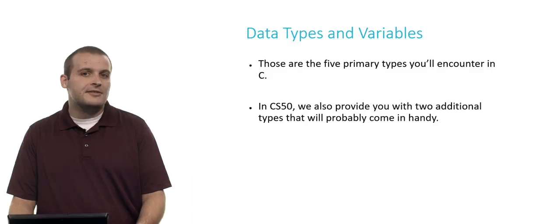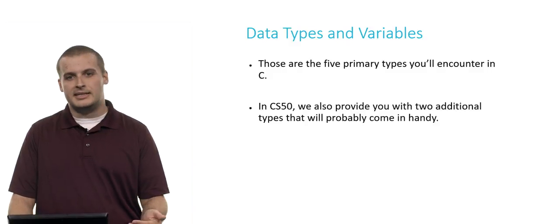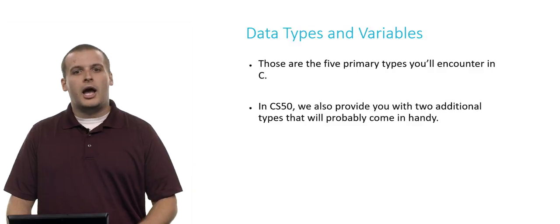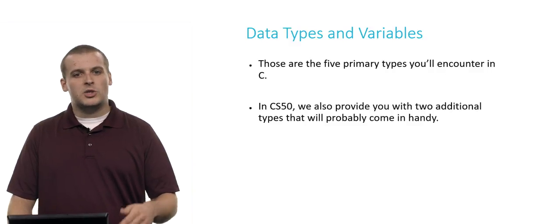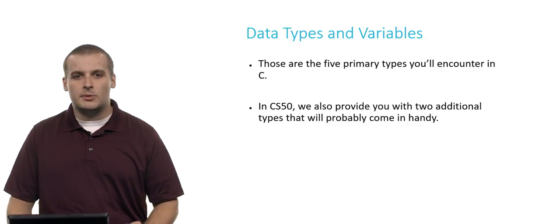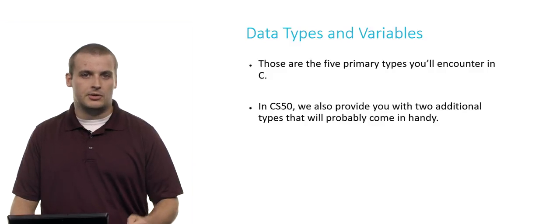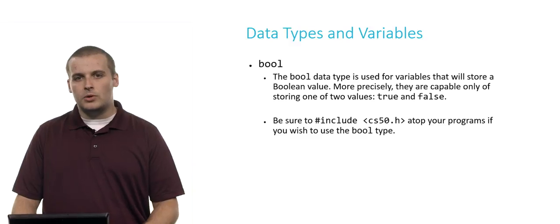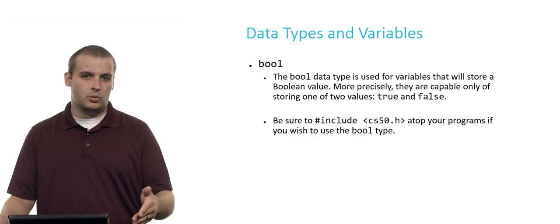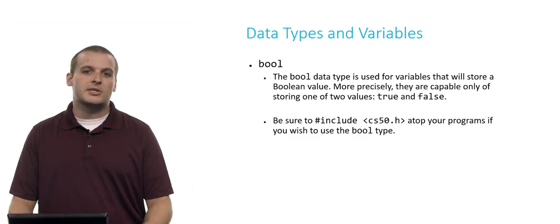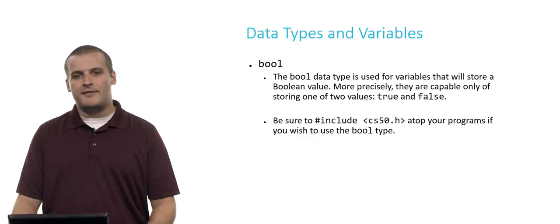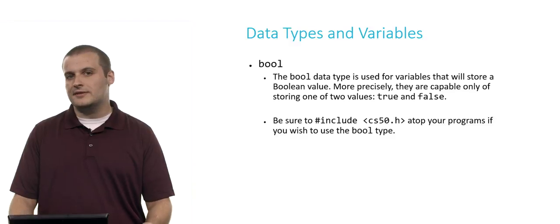All right, so those are the 5 types that you'll encounter that are built into C. But in CS50, we also have a library, cs50.h, which you can include and which will provide you with 2 additional types that you'll probably be able to use on your assignments or just working generally programming. The first of these is bool. The Boolean data type, or bool, is used for values or variables that will store a Boolean value. If you've ever heard this term before, you might know that a Boolean value is capable of only holding 2 distinct values, true and false.